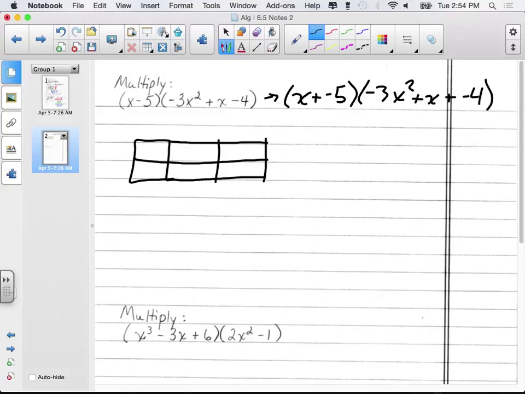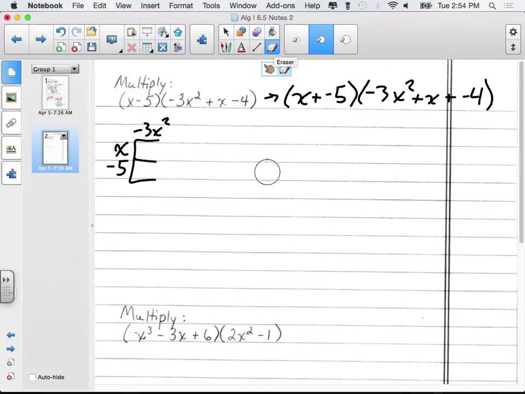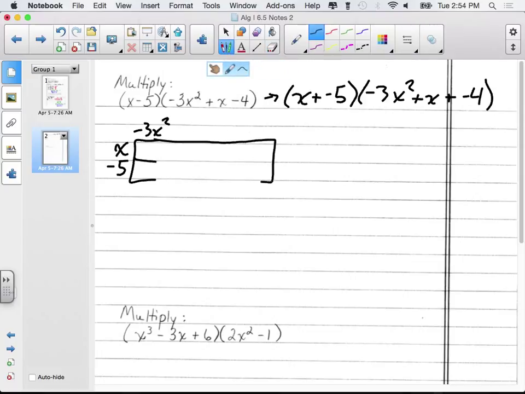We have 2 rows, so I'm gonna put the binomial down there, because that only has 2 terms. So x and -5 go there. Then our trinomial, -3x squared goes here. Oh, yeah, it wouldn't matter. And you guys keep making your table while I redo mine. X and then -4. You guys do just like you did.